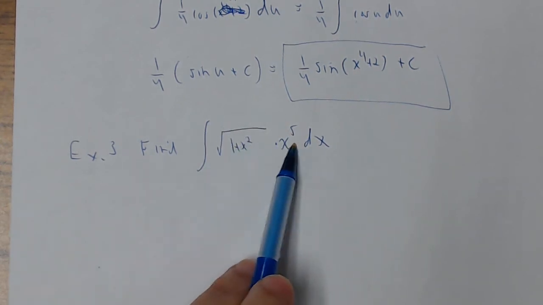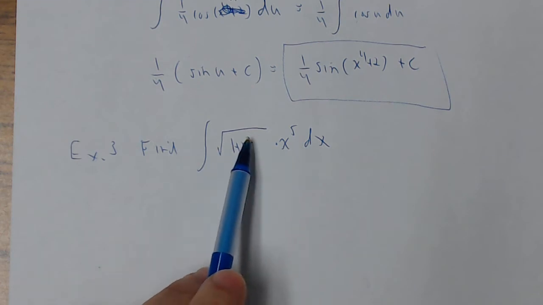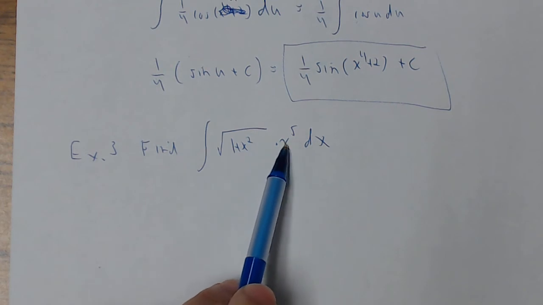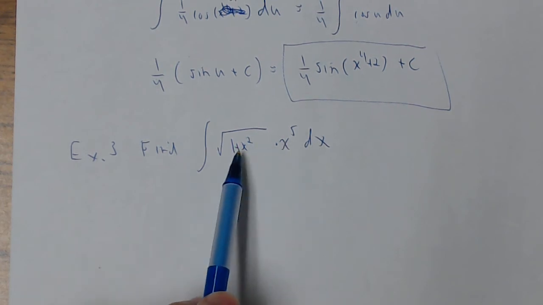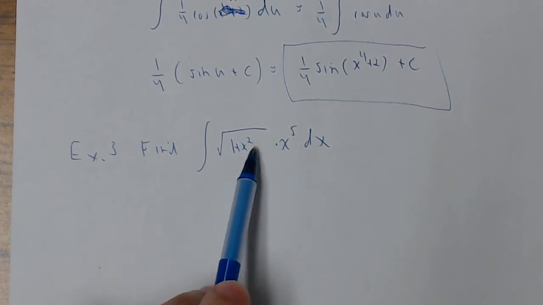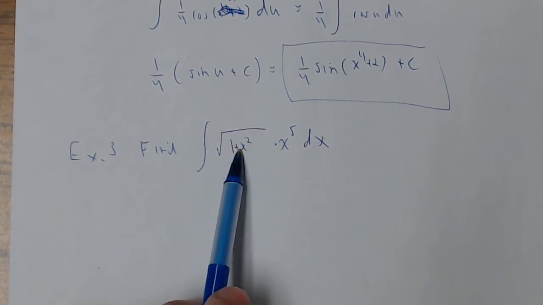So whenever you see something like this, you're probably better off letting u equal what's inside of the square root, because x to the 5th would be easier to work out, as opposed to the derivative of x to the 5th having to somehow become a square root and having a 1 plus x squared in it.